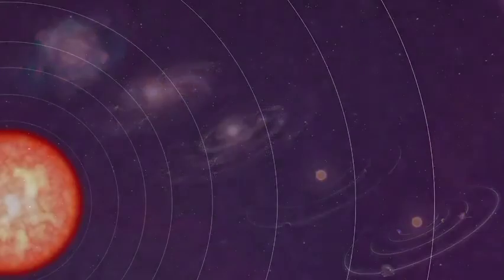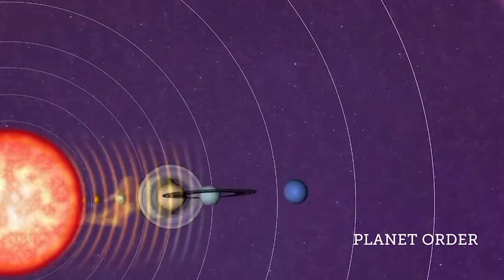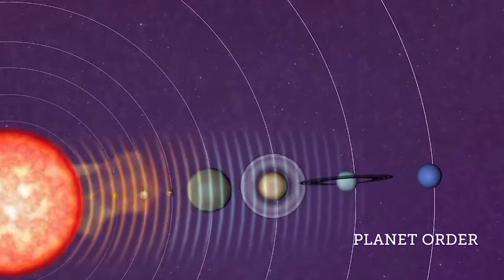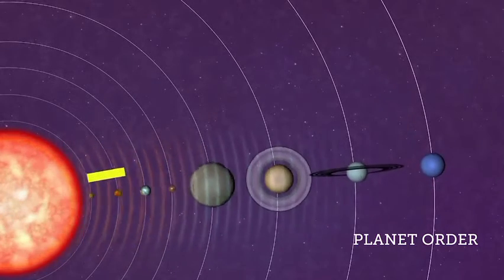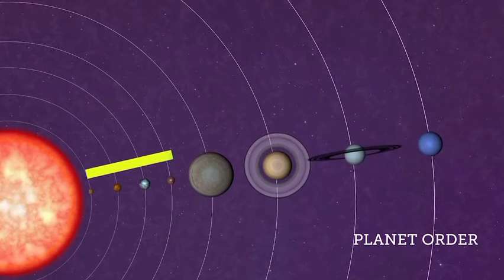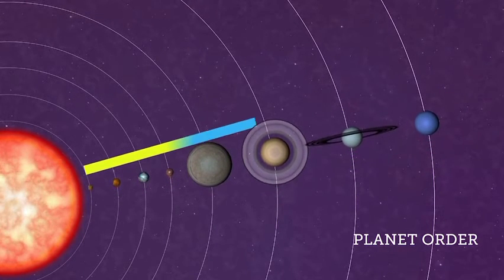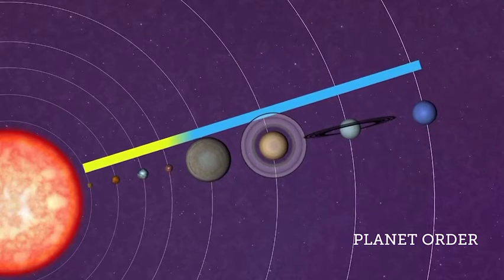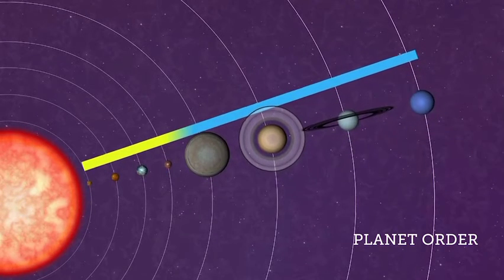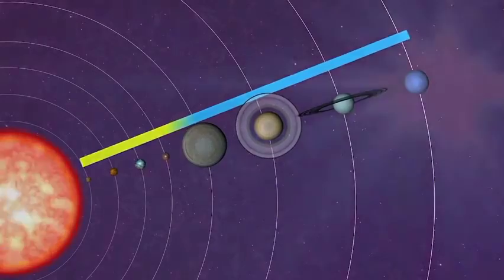The heat and solar winds caused by the sun swept the lighter gases farther out into the developing solar system. This is why the rocky terrestrial planets, Mercury, Venus, Earth, and Mars, are located closer to the sun. The gas giants, Jupiter, Saturn, Uranus, and Neptune, formed in the cooler outer region of the solar system.